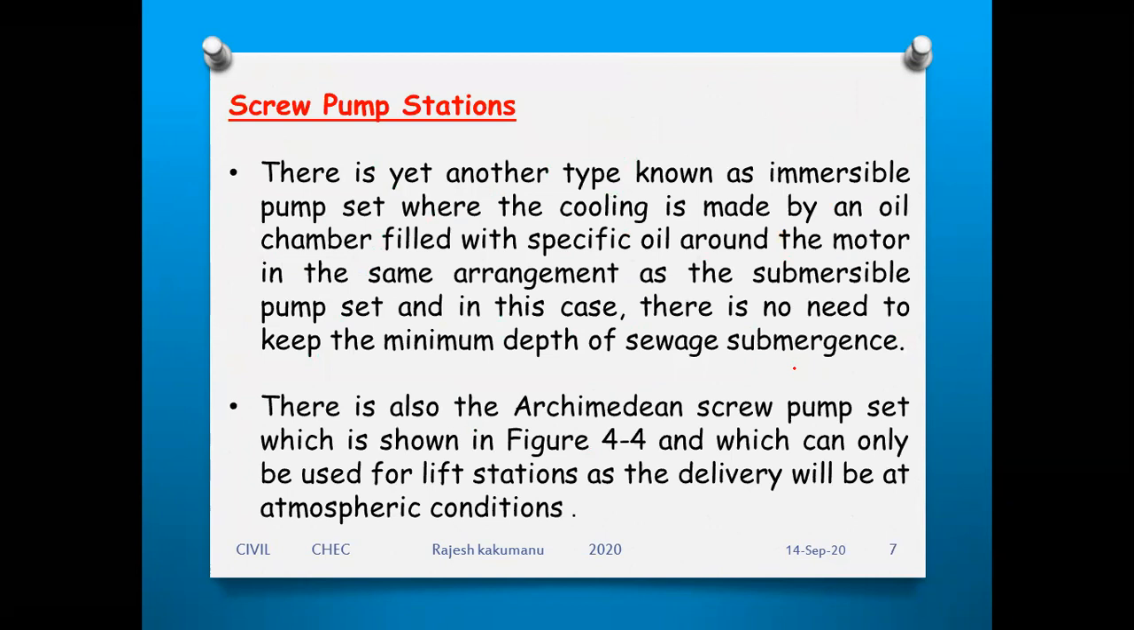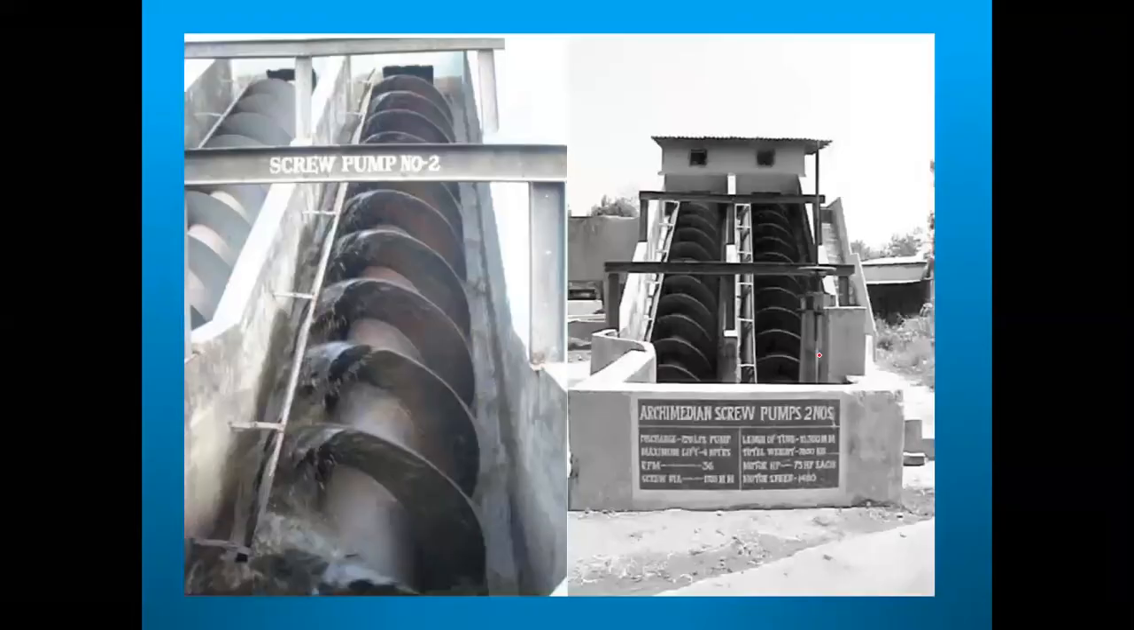In other types of pumping stations, we generally use centrifugal pumps as well as submersible pumps. The other new type of pump system is the screw type pumping station. If you see the figure, it will be very easily understood. This is a screw pump. See this arrangement. This is a pump house with an Archimedean screw pump. The specifications are listed here.